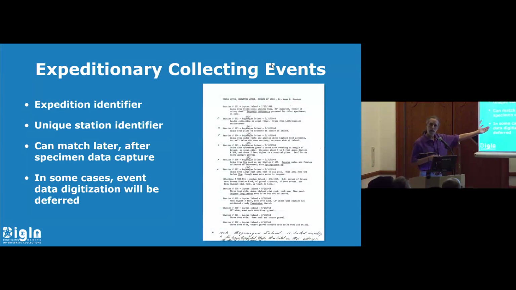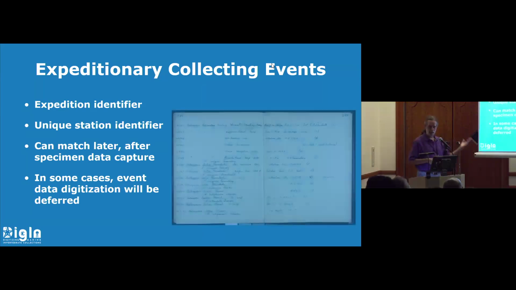Some of our expedition data look like this. It's a little more textual, it's a little more descriptive, may not have been georeferenced. These we digitize on an ad hoc basis as we see that we have enough specimens from an expedition to make it worth digitizing the stations from an expedition.